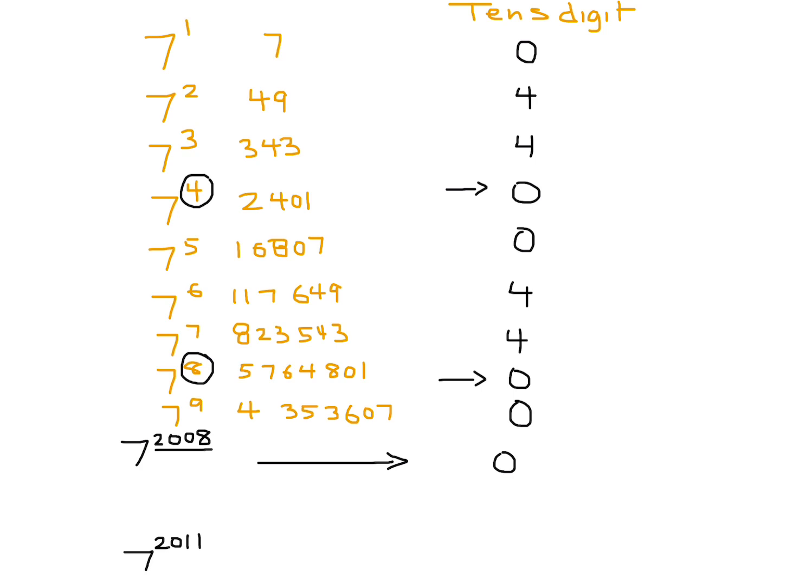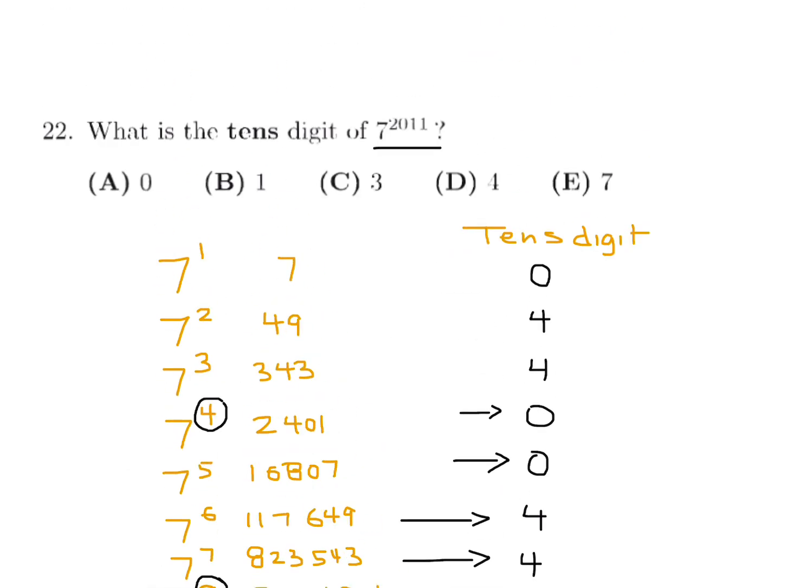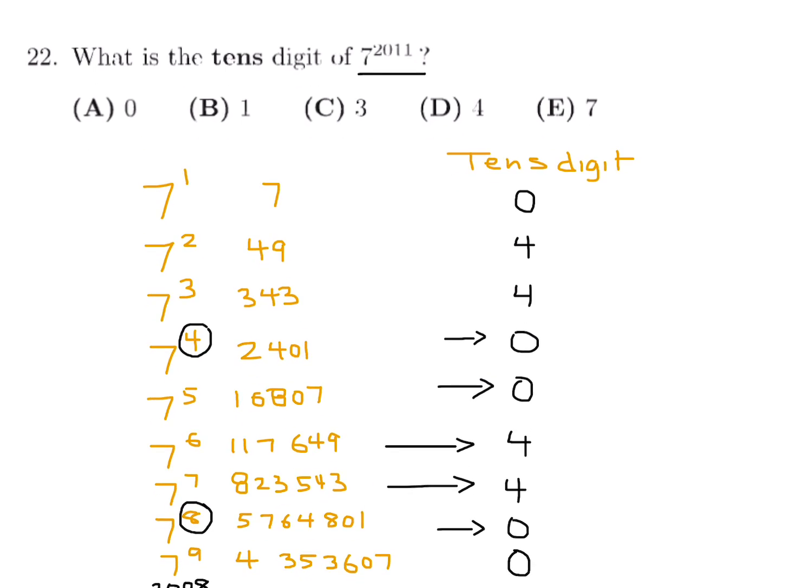And then what you do is just follow this pattern. 2009, 7 to the power of 2010, and 2011. So the next one will have a 0 as a tens digit. The next one after that will have a 4. And the next one after that will have a 4. So 7 to the power of 2011 will have a tens digit of 4, following this pattern. So number 22, the answer is D.